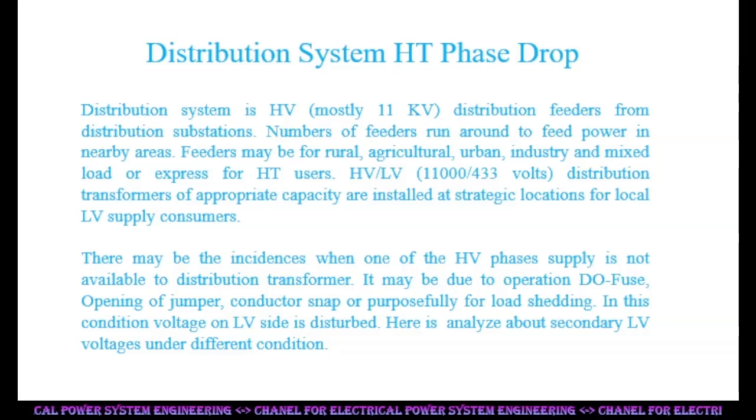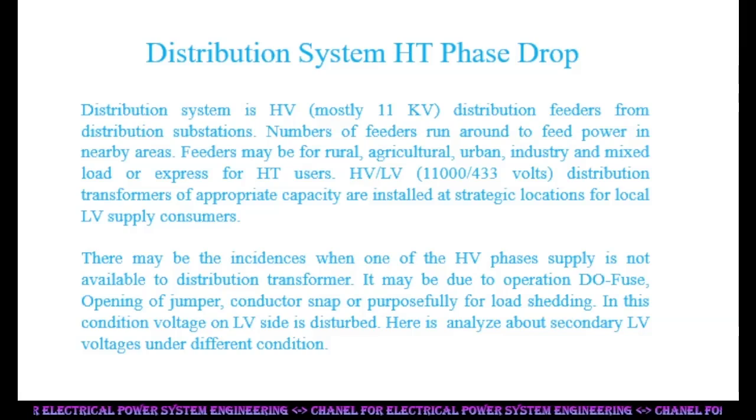HV/LV 11,000 by 433 volts distribution transformers of appropriate capacity are installed at strategic locations for local LV supply consumers. There may be incidences when one of the HV phases supply is not available to the distribution transformer. It may be due to operation of fuse, opening of jumper, conductor snap or purposefully for load shedding. In this condition, voltage on LV side is disturbed.